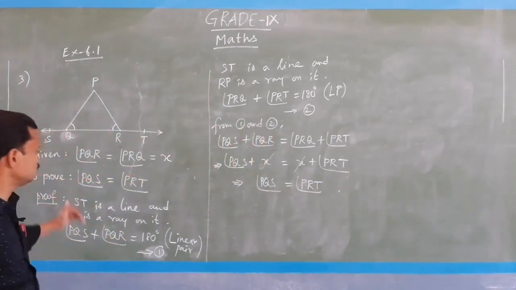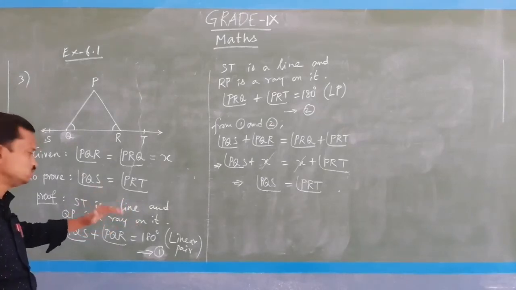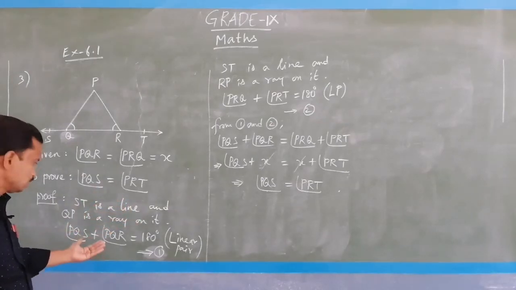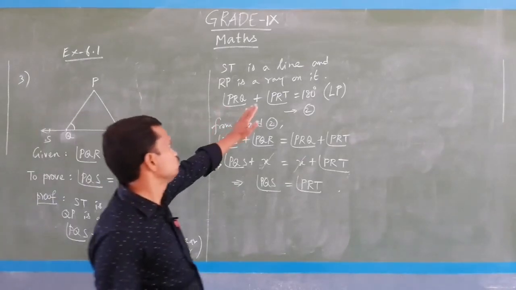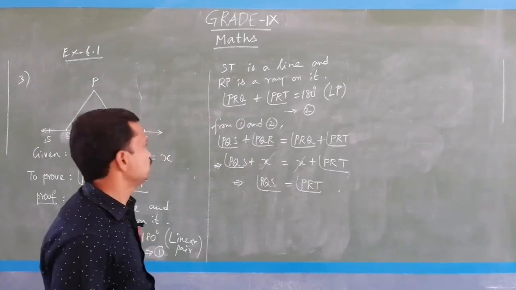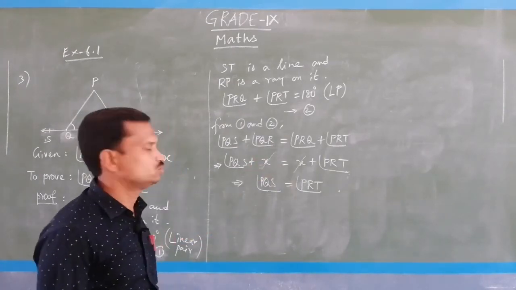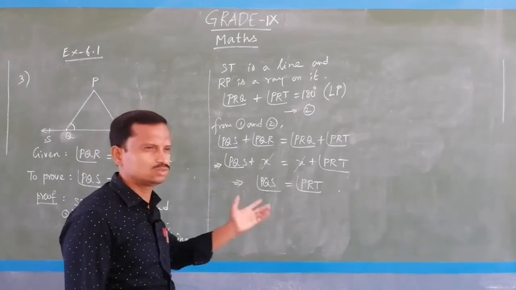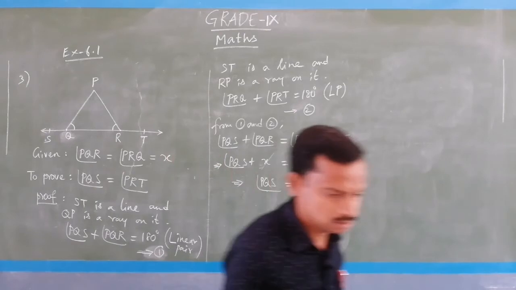So, this is the way. First of all, you have to consider a line and a ray on it, and you take the linear pair of angles equal to 180, and the same thing for another, and then by comparing 1 and 2, the left hand side is equal, and you cancel the equal value on either side of the equation, and you get the proof. Okay, and now move to the next question.